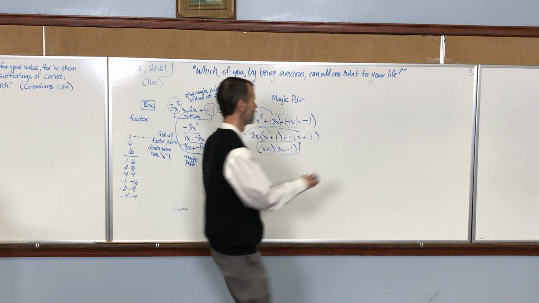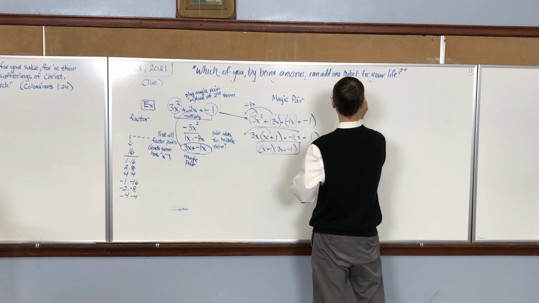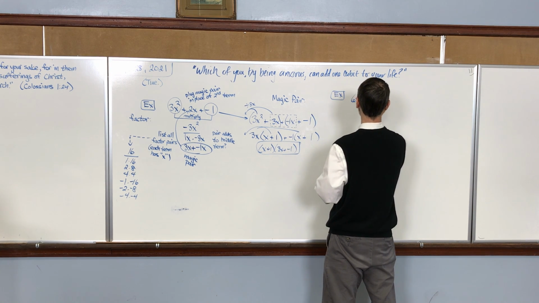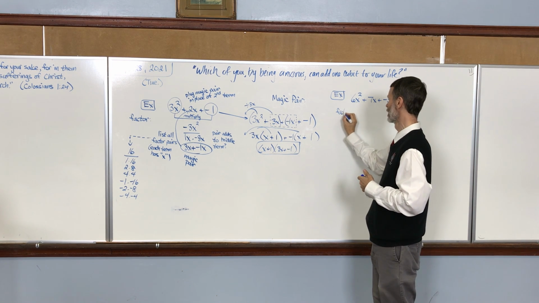Try this. Example. 6x squared plus 7x plus -3. I'd like you to factor this thing.